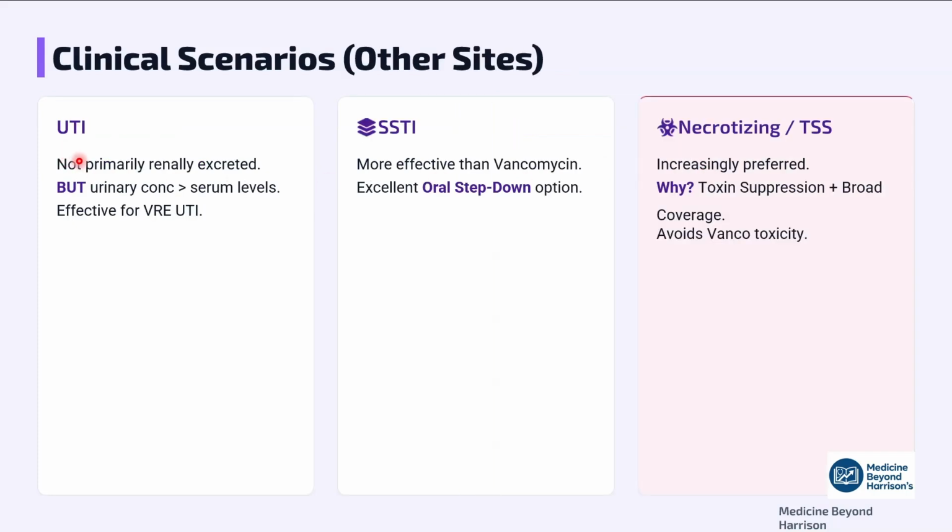In case of UTI, it is not primarily excreted in urine, but still if you suspect a vancomycin-resistant enterococcus in the urine, urinary concentrations are reached in adequate amounts, more than serum levels, so it can be used. For skin and soft tissue infection, it is more active than vancomycin because of toxin suppression, and it is an excellent oral option. For necrotizing infections and toxic shock syndrome, it is increasingly preferred because of toxin suppression and broad coverage, and it avoids vancomycin toxicity also.